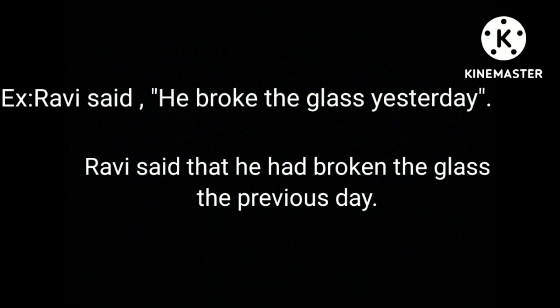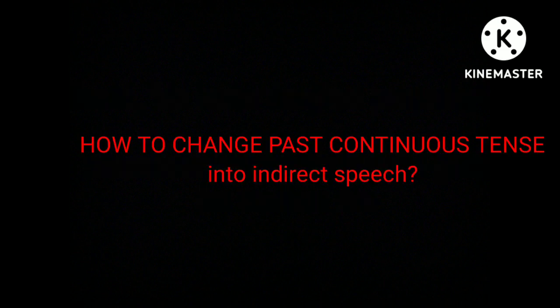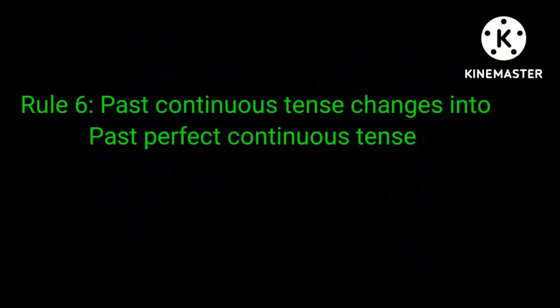Now let us move to the next rule: how past continuous tense is going to change when it moves to indirect speech. Past continuous tense is going to change as past perfect continuous tense. To understand it, let us see this example. He said, I was counting the eggs.